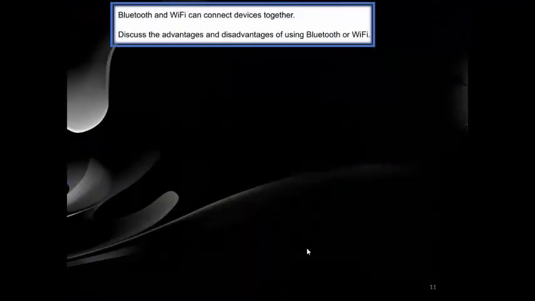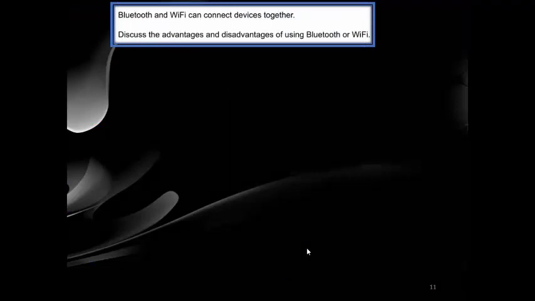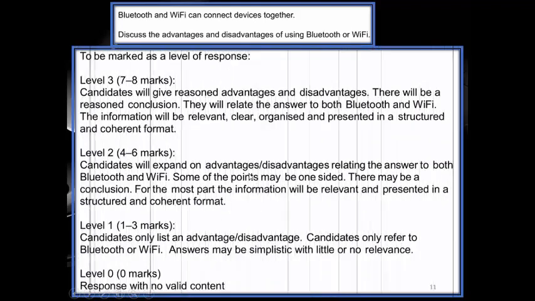Let me show you. This is a question from the past paper. Bluetooth and Wi-Fi can connect devices together. Discuss the advantages of using Bluetooth or Wi-Fi. Discuss. That is an evaluation question. So you are not just to say advantages and disadvantages. You have to discuss. Now it will be marked as level of response.